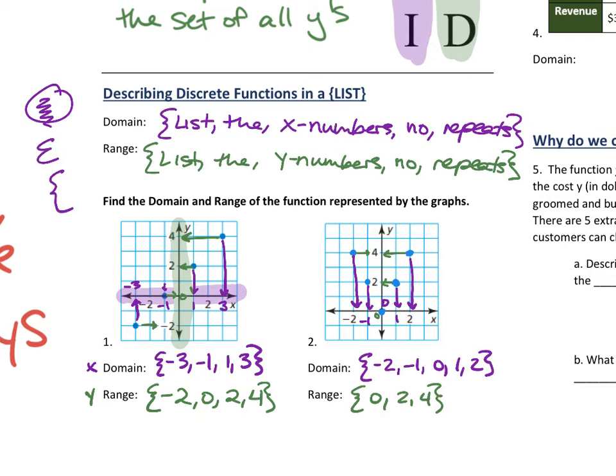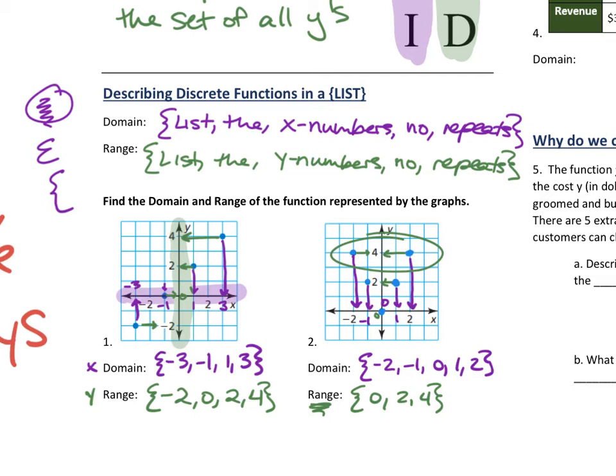A lot of times students on this problem will repeat 2 and 4 in their range because those numbers show up twice. Like there's 2 points that use 4 as their y value. But remember, in my list, I don't need repeats. So my list for range is actually smaller than my list for domain, and that's totally okay.